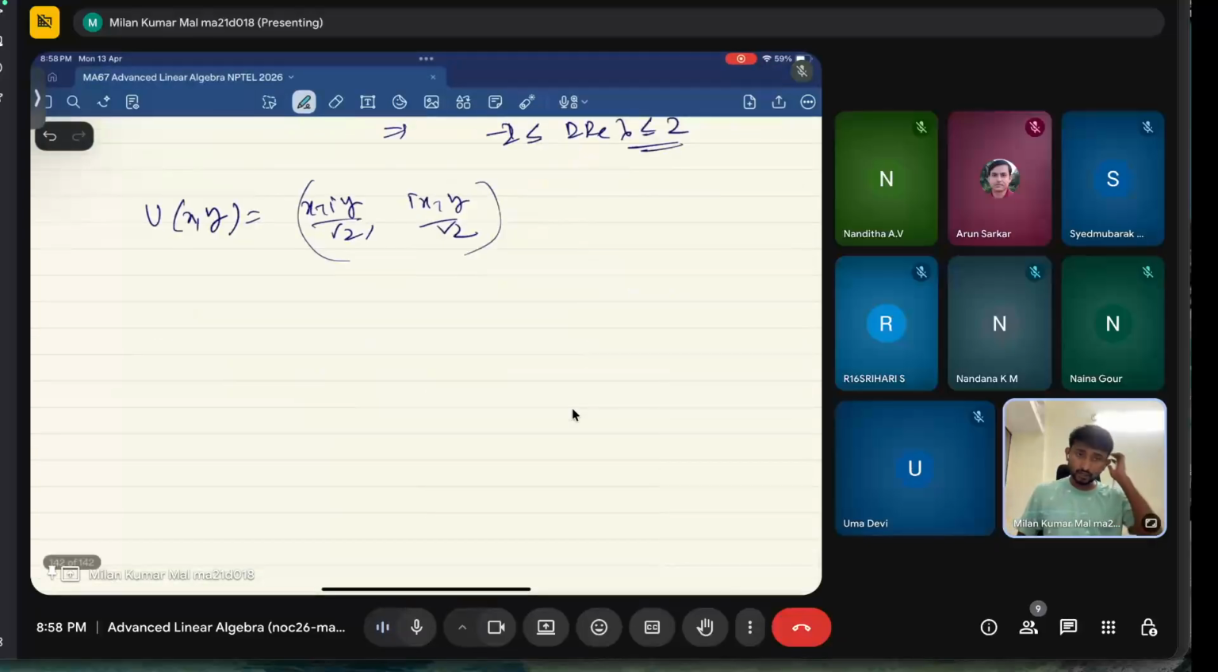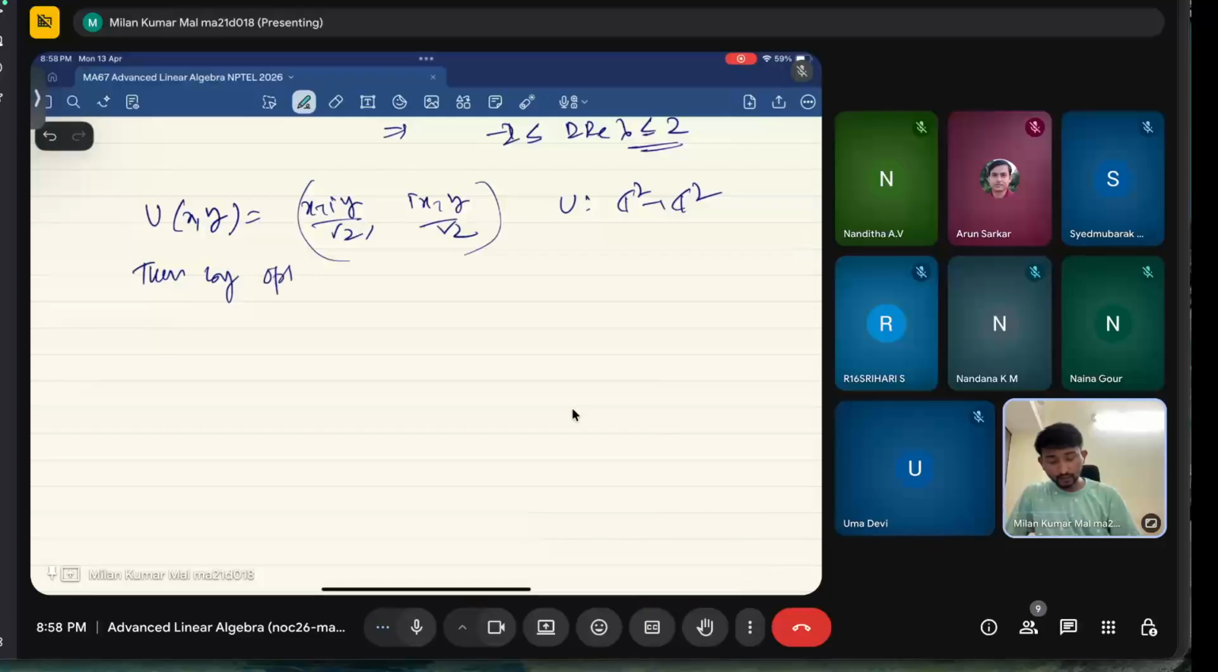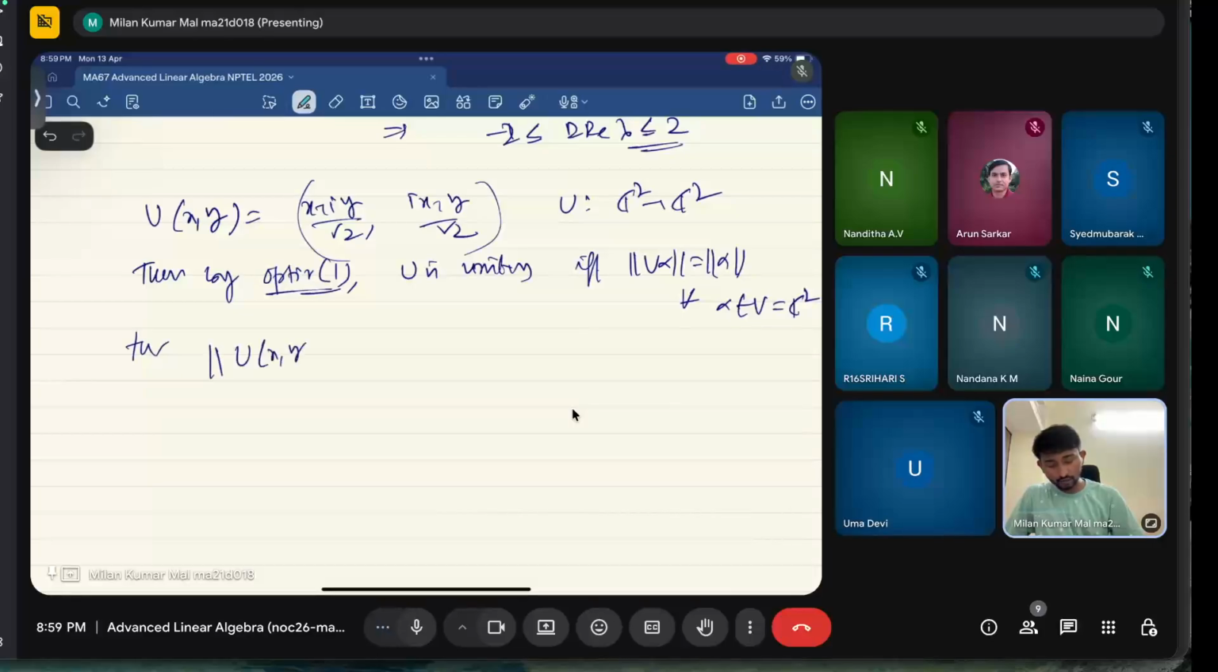So U is a finite dimensional operator, from C2 to C2. Now we want to check whether U is unitary. By option 1, U is unitary if and only if the norm of U alpha equals the norm of alpha for all alpha belonging to the vector space V, which is C2. Then we have to check the norm of U(x, y), that is the norm of ((x plus iy) by root 2, (ix plus y) by root 2).